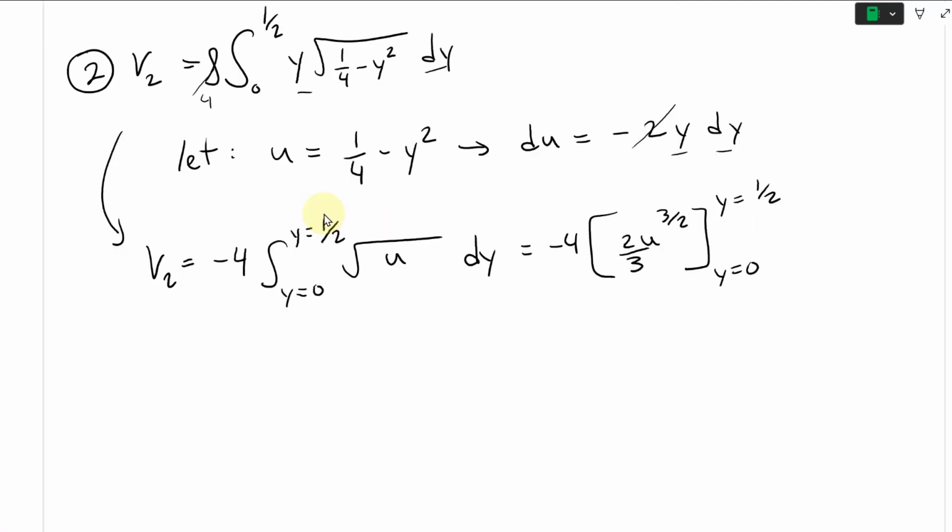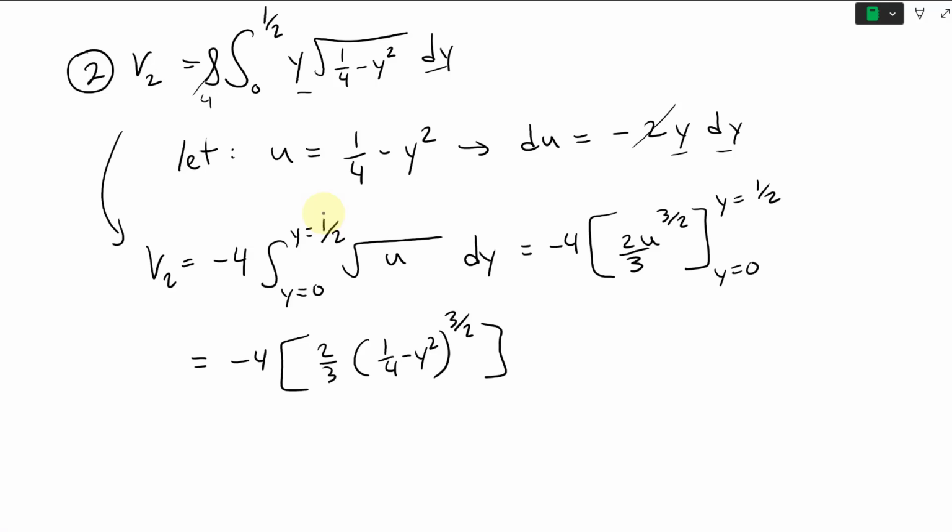All right, so now we could plug this back in. So let's just plug in our y again. So this is going to be negative 4, and this is going to be 2/3 times u, which is, well, 1/4 minus y squared, and then to the power of 3/2. And this is from y equals 0, and now we change the variable back to y, so we don't need to write y equals 0, etc. That's obvious. So this is going to be 1/2.